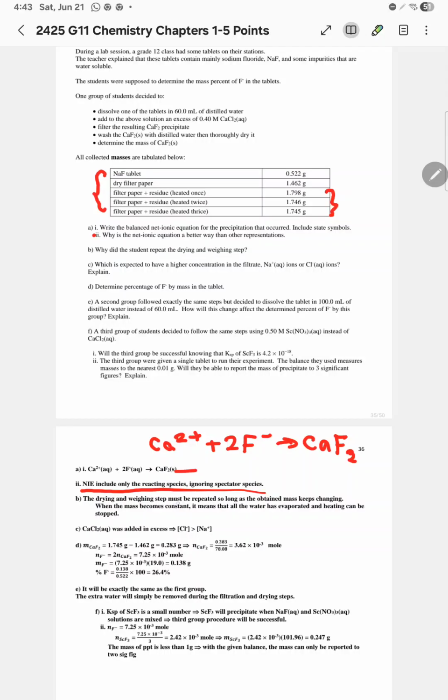Okay, so why did you repeat it? Because it must be repeated, so you need all the water. When the mass becomes constant, all the water has evaporated, you can stop heating.